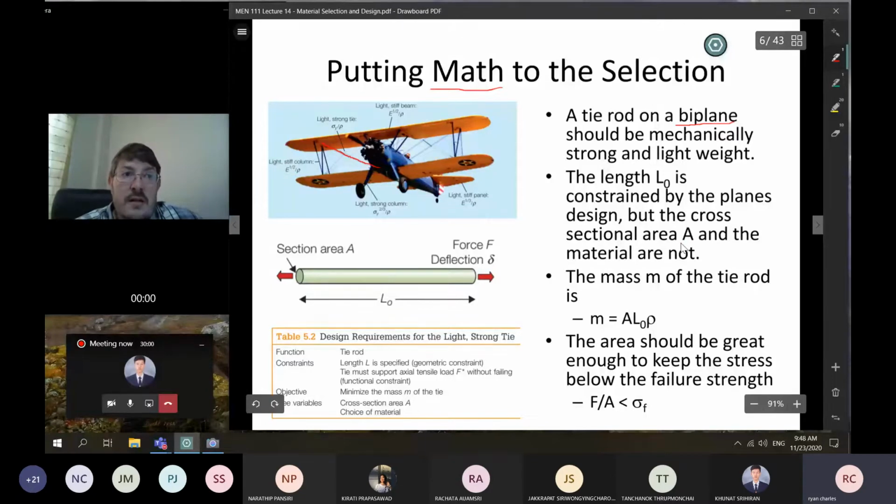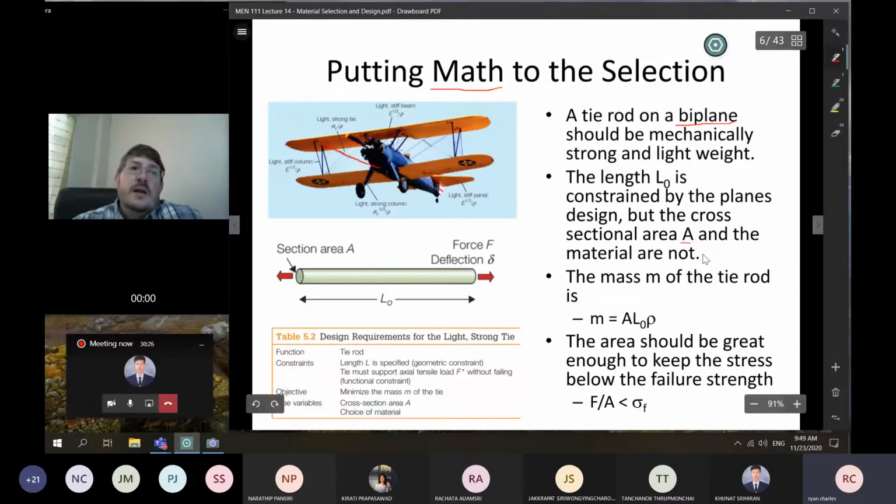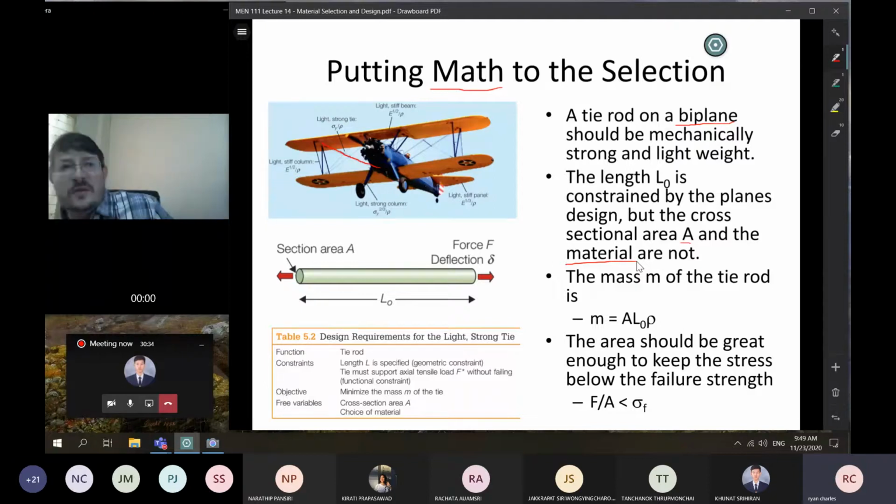The cross-sectional area A, though, is not, right? It has to be a certain length, but the diameter, right? We could increase that or decrease that. Obviously, we're not going to make it a meter in diameter, and we're not going to make it a millimeter, right? So we still might have physical constraints, but it's pretty broad where we could fit that into. All right. Cross-sectional area is not constrained largely, and the material is not, right? We have free range to pick whatever material, right?